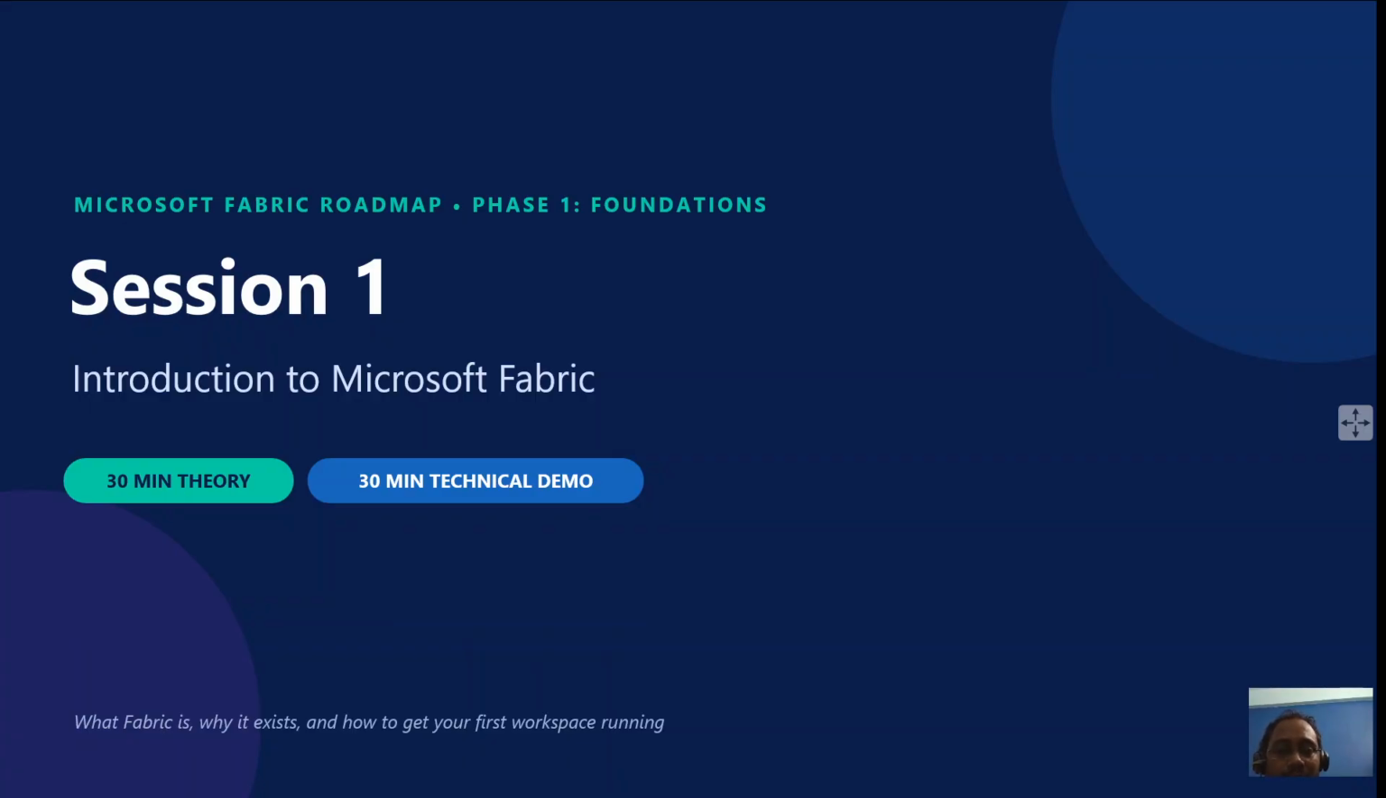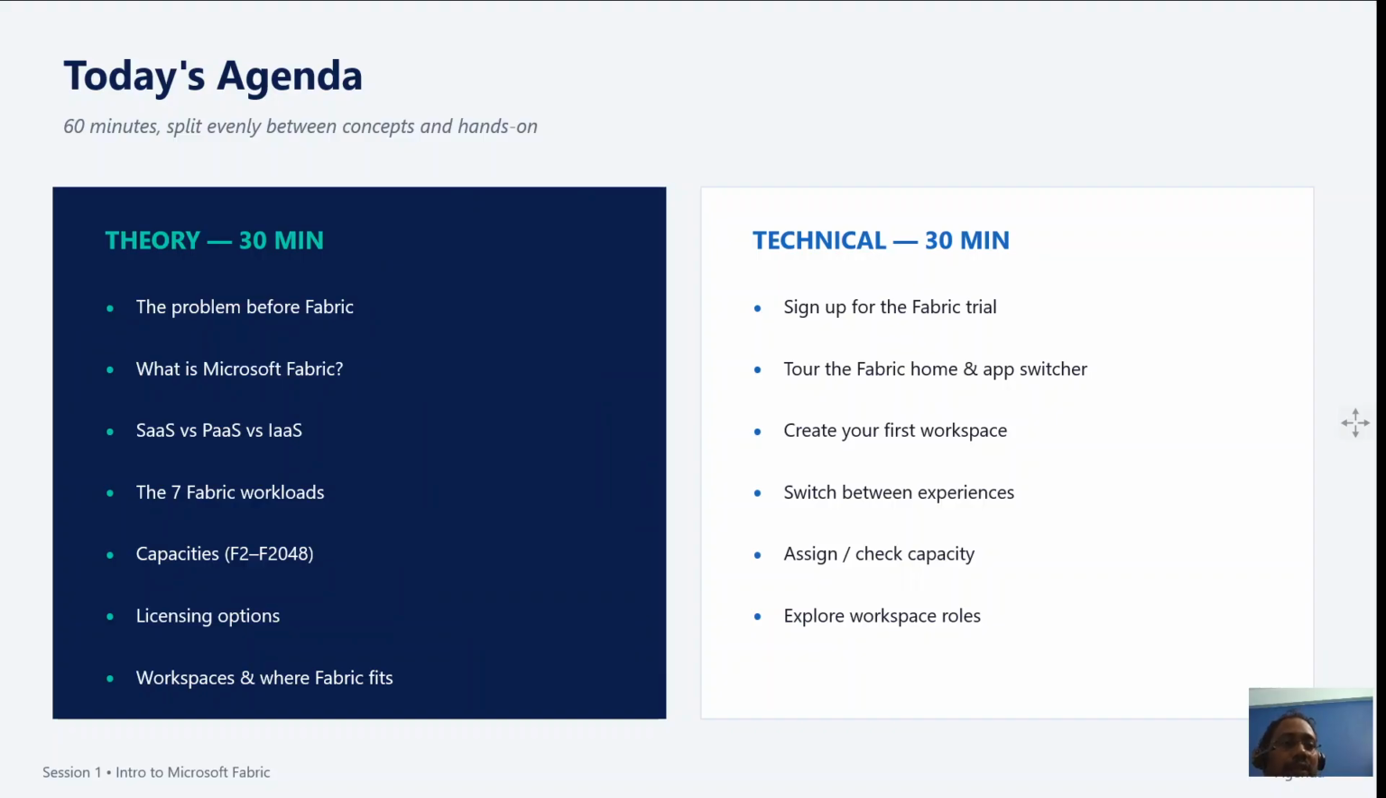Let's understand what we are going to cover in today's theory. This is what we are going to cover: the problem before Microsoft Fabric, and what is Microsoft Fabric. Let's try to understand SaaS, PaaS, IaaS: infrastructure as a service, platform as a service, software as a service. We will understand the 7+ Fabric workloads. Capacities: if you want to make use of Microsoft Fabric, you can get started with a trial up to F2048. Licensing options, workspace, and where Fabric fits.